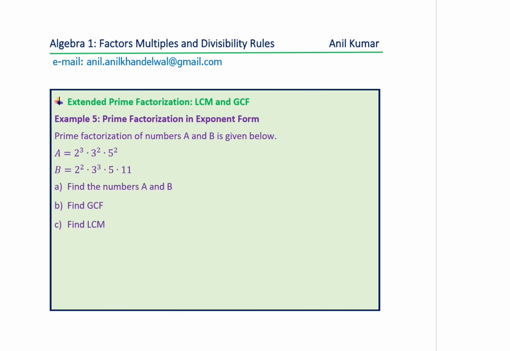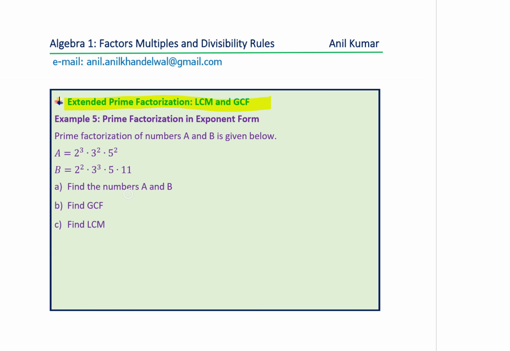Now here is another critical question for you. Here is the last example before we end our session, and this is kind of an extended example on prime factorization and how we find LCM and GCF. The question is, prime factorization of numbers a and b is given below. For number a, 2 cube times 3 square times 5 square, and b is 2 square times 3 cube times 5 times 11.